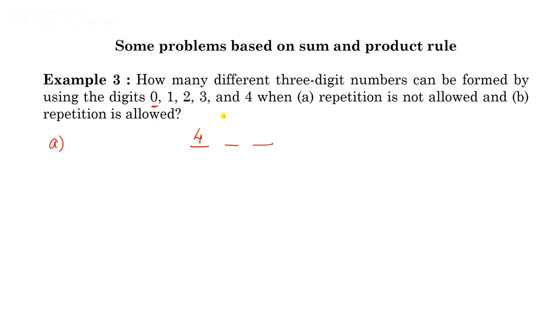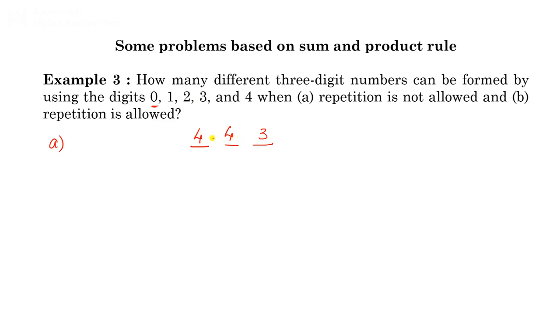Now look at this. Here one number is already consumed from 1, 2, 3, 4. So now for the second place you can use 0. So the remaining 3 numbers from this set, plus 1 from this, again we have 4 choices for the second place. Now we have consumed one number here, one here. It means we have consumed 2 numbers out of 5 numbers. So the remaining choices for this third place is 3.